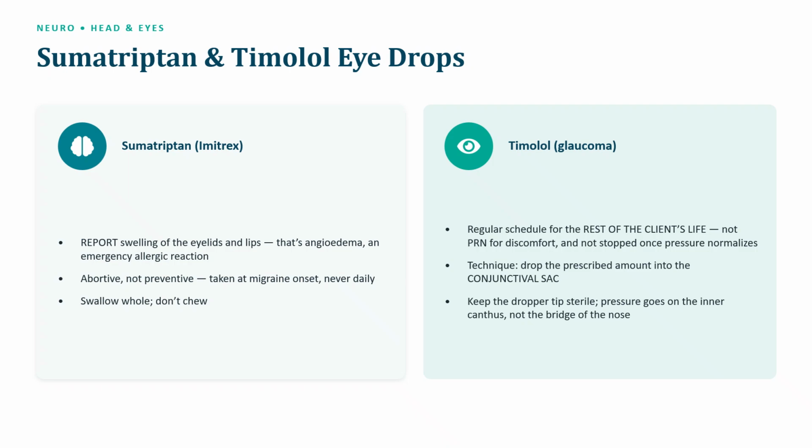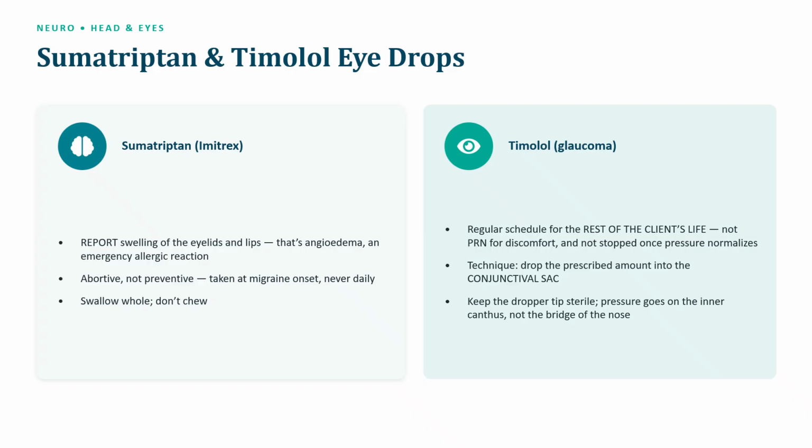progress to airway obstruction. Now, sumatriptan is abortive. It's not preventative. So it is taken at the onset of a migraine. It's not taken daily. Tablets are swallowed whole, and repeat dosing follows the prescriber's instructions.